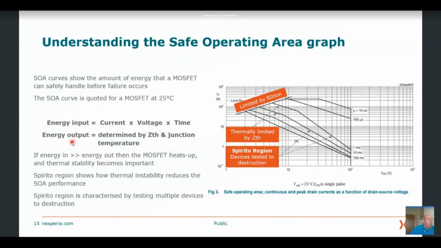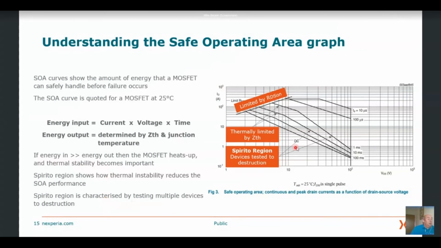The output energy is determined by the thermal impedance, or the Z theta, and also the junction temperature. So assuming that you've got more energy going into the device than can get out of the device, then the MOSFET heats up. And as it heats up, as we've talked about, it becomes unstable. So the thermal stability becomes important.